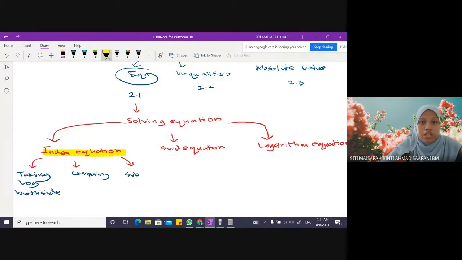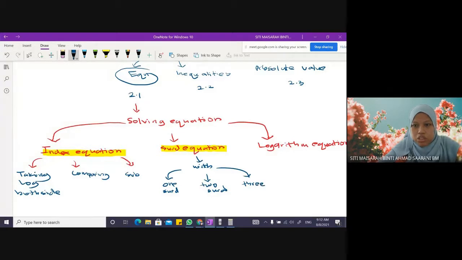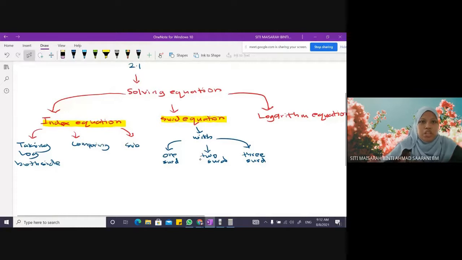For surd equation, solving surd equation, ada 3 jenis. We have 3 types. The first one includes only 1 surd. The second one is with 2 surds, and the third one with 3 surds. So in the equation, dia ada berapa surd lah. So persamaan surd tu boleh jadi ada satu surd, boleh jadi ada dua surd, boleh jadi ada tiga surd. Actually for solving surd equation, we need to square both sides.